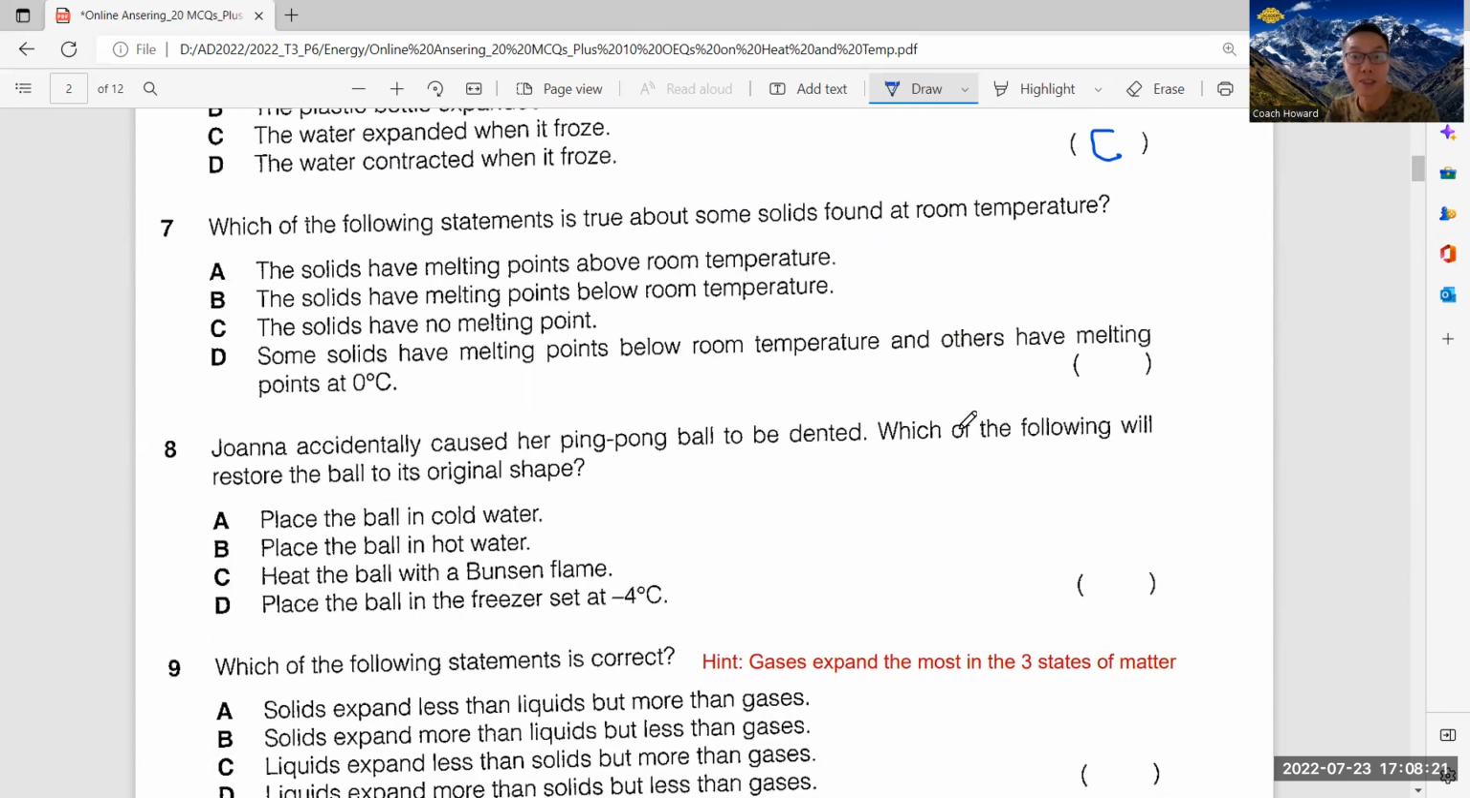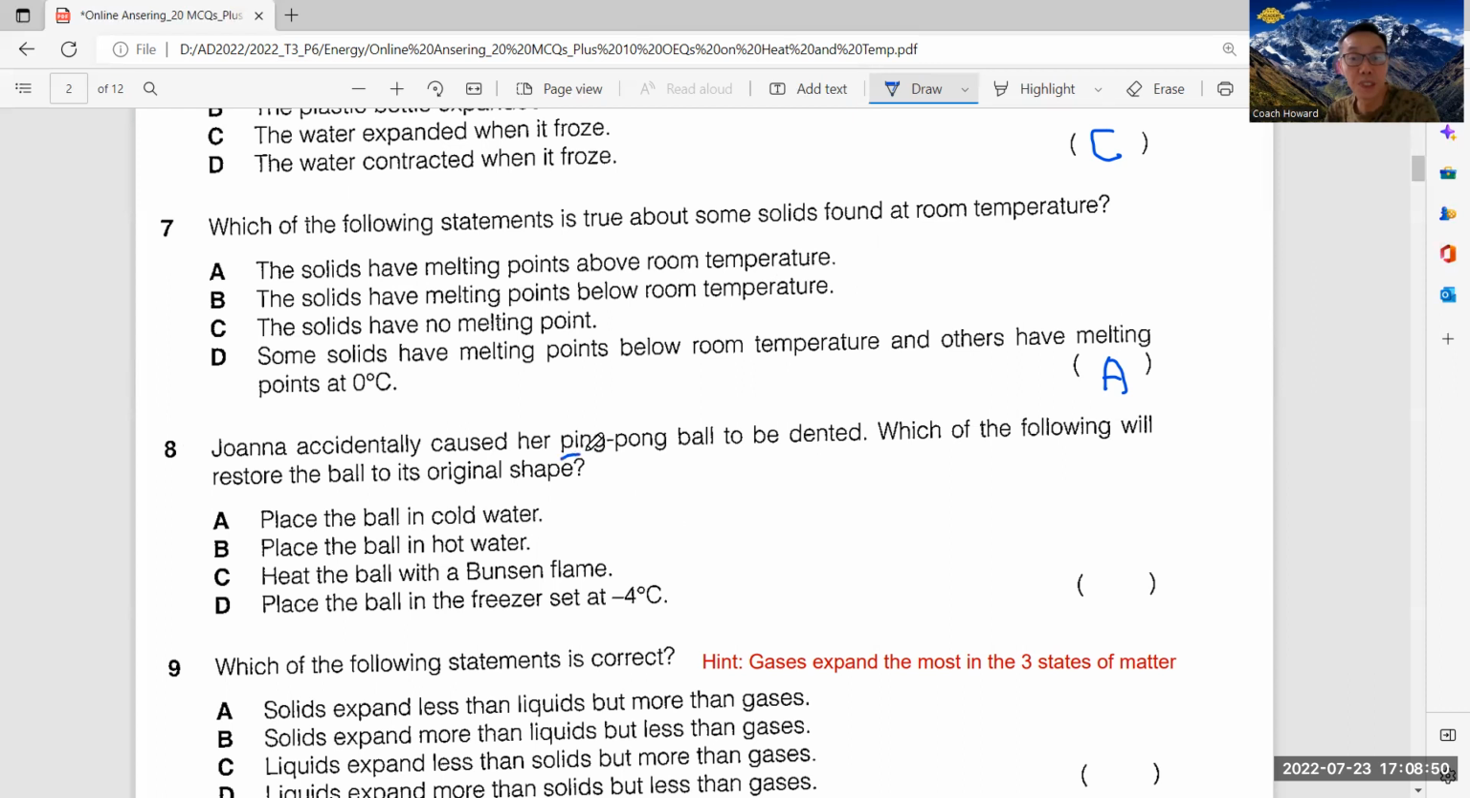Number 7, which of the following is true about some solids found at room temperature? Okay, you know most solids, they have melting point above room temperature. Correct? Otherwise, it will melt. Chocolate will melt, right? That's why you need to put it in the fridge, right? So 7 is A.